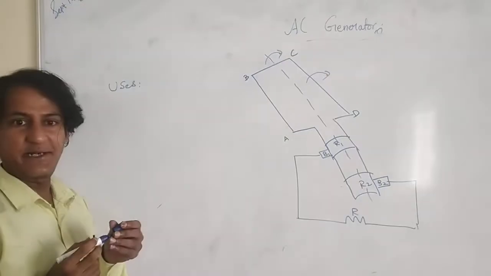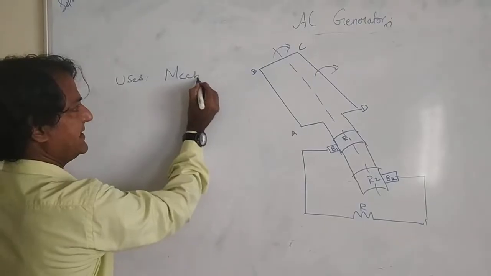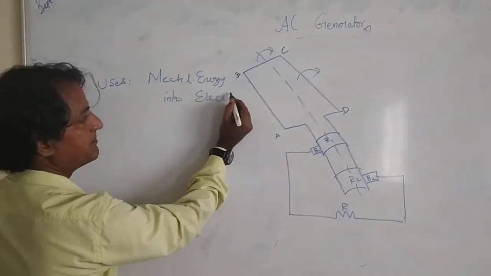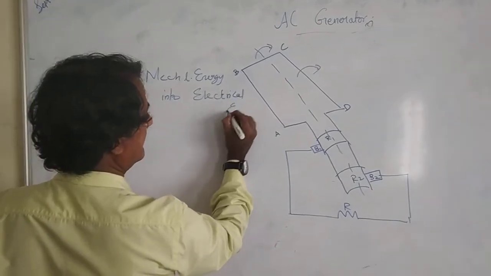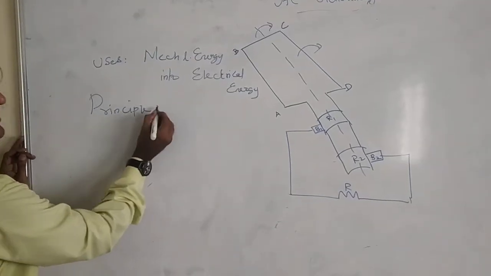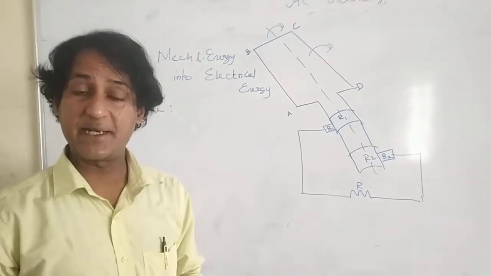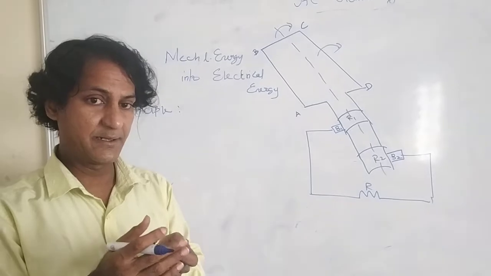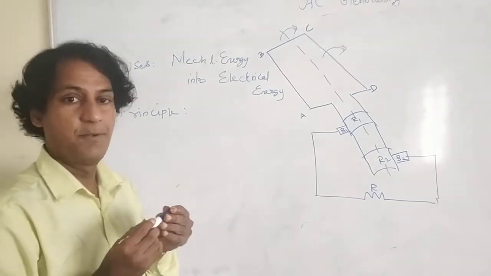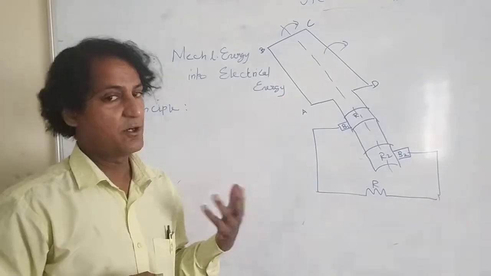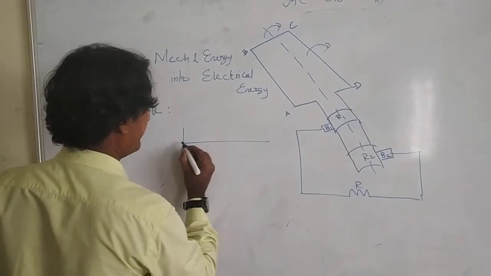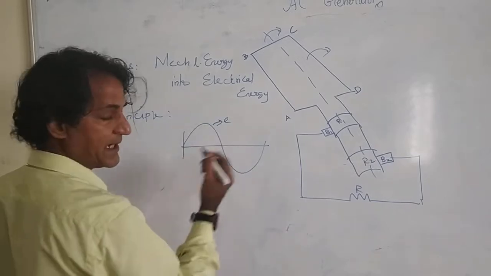First, the use. What is the use of an AC generator? It is used to convert mechanical energy into electrical energy, right? Next, the principle. The AC generator works under the principle of electromagnetic induction. So, whenever there is a change in flux linked with a conductor, an EMF is produced, right? Third, the polarity of the voltage or current will change in every half rotation. For example, like this, for E, for I as well.